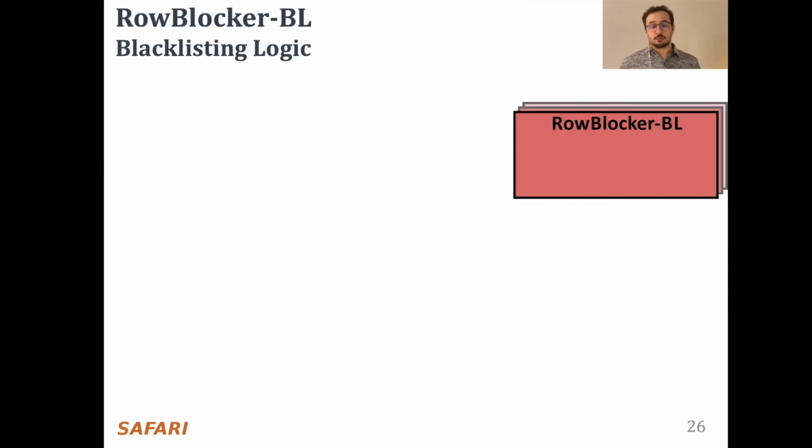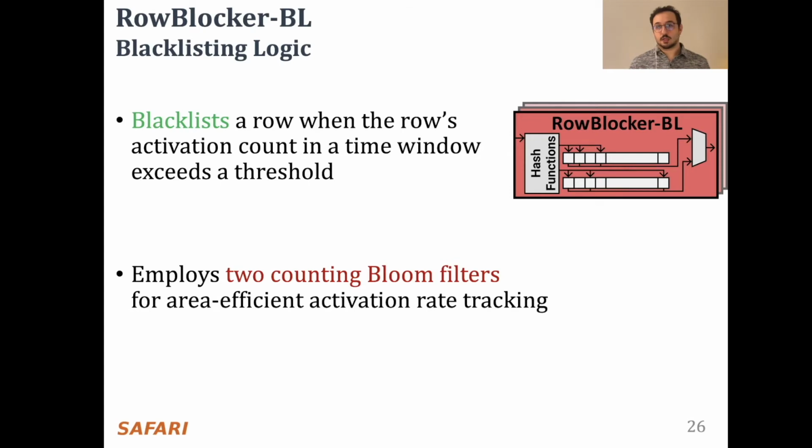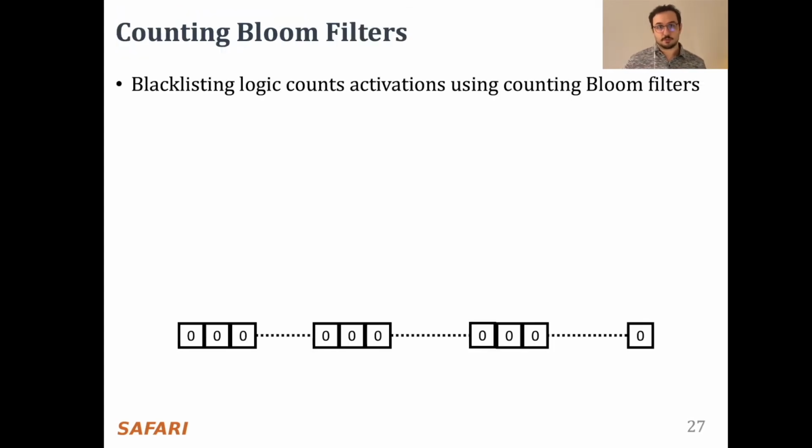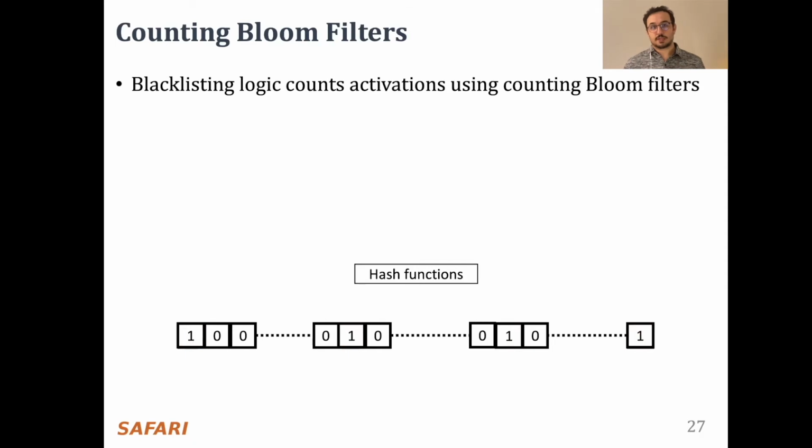RowBlocker-BL, or blacklisting logic, tracks row activation rates and blacklists a row when its activation count in a time window exceeds the threshold. To do this in an area-efficient way, it employs two counting Bloom filters. A counting Bloom filter is essentially an array of counters addressed by hashed identifiers. When a row A is activated, its row ID is provided to a set of hash functions that evaluate a set of indices to the counter array, each of which is incremented as shown in the figure. Activating another row, say row B, increments another subset of counters.